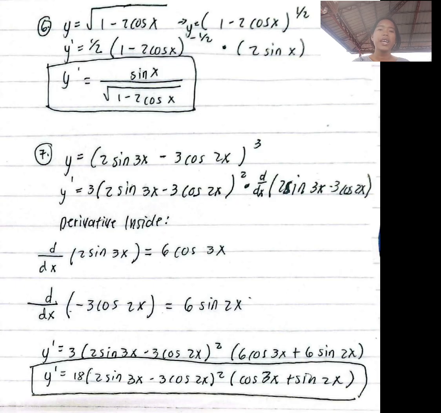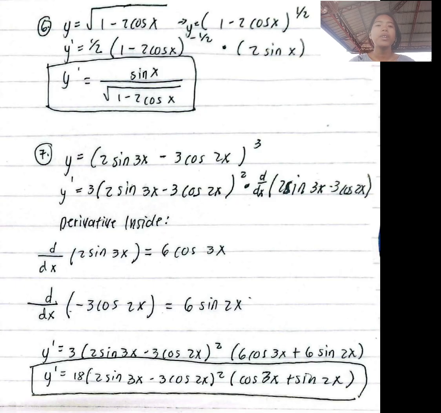to the third degree. So differentiate the outer power. The derivative of u cubed is 3u squared. So we write y prime is equal to 3 times the quantity of 2 sin 3x minus 3 cos 2x squared. Our next step is to differentiate the inner expression. The derivative of 2 sin 3x is 2 times the quantity of 3 cos 3x, which is equal to 6 cos 3x.